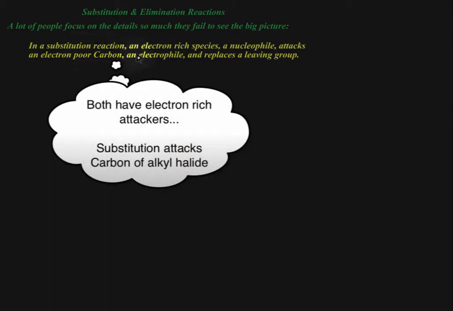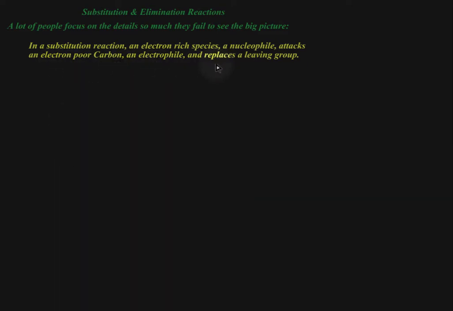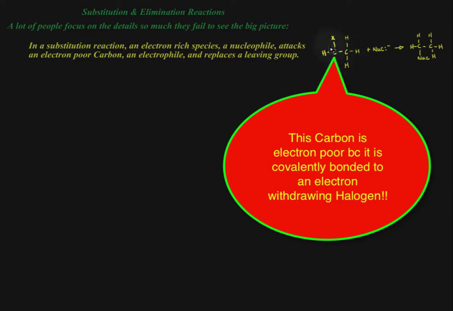The substitution reaction, what we're going to have is an electron-rich species. Actually, both we're going to have electron-rich species, but it depends what they do. If they attack an electron-poor carbon, an electrophile, and replace a leaving group, then it's a nucleophile. So here we have a carbon and a halogen. This is an alkyl halide. We discussed how to make these with free radicals in the previous chapter.